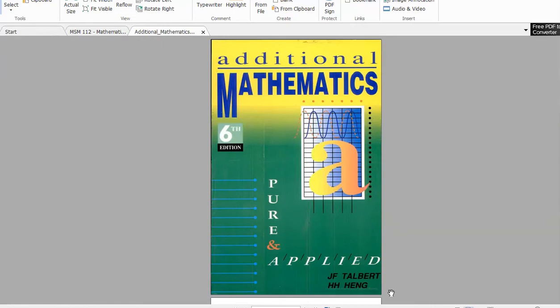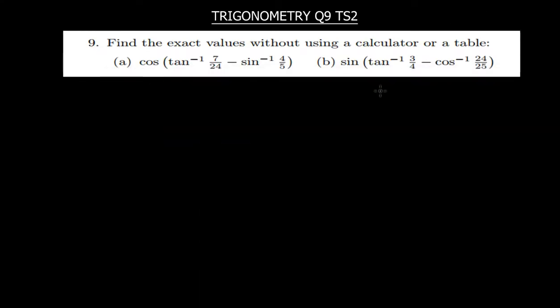Yeah, this one, Additional Mathematics 6th edition, Pure and Applied, by J.F. Tabart. It's a very important book. It has summarized trigonometry very well. You can't go wrong if you understand this book. You'll be able to answer all questions on trigonometry. Even sketching of graphs, you'll find it in that same book.